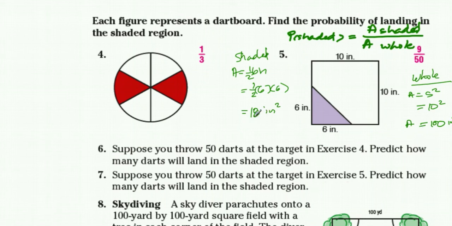So if we go back to the original formula, the probability of the shaded region is equal to the area of the shaded region over the area of the whole region. This now becomes 18 over 100, and simplify that, you get 9 out of 50. So that's how you get the probability of it landing in that shaded region.